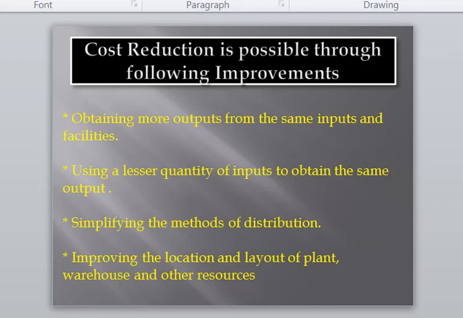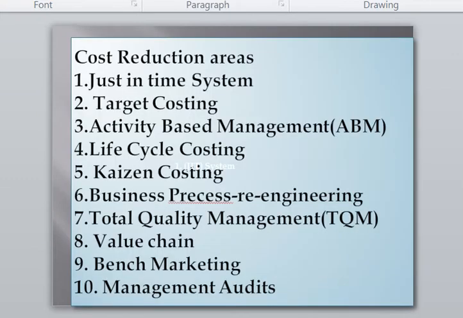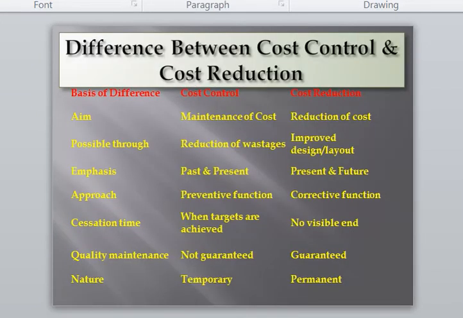Here you can look at the basic differences between cost control and cost reduction. Cost control aims at maintenance of cost. Cost reduction aims at reduction of cost. Cost control is possible through reduction of wastages, and cost reduction is possible through improved design and layout. Cost control is a past and present event, but cost reduction is a present and future event. The nature of cost control is temporary and cost reduction is permanent. Quality maintenance is not guaranteed in cost control, but in cost reduction it is guaranteed. So these are the basic differences.